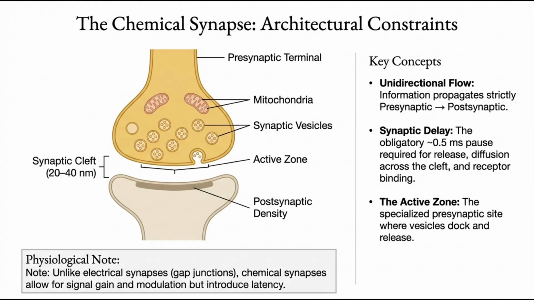Half a millisecond doesn't sound like much to me. It doesn't to us living in the macro world. But in a neural circuit, it's an eternity. Conduction along the axon is incredibly fast, nearly instantaneous over short distances. This chemical step, this ferry ride, is the rate-limiting step. It's the traffic jam in the commute.